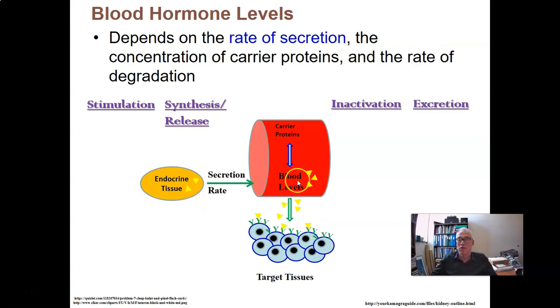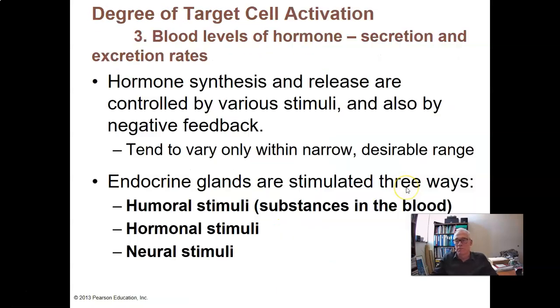So we said that the main way that we control the blood concentration is by controlling the rate of synthesis and release of hormone from the endocrine tissue. And then as we add more hormone to the blood, the concentration rises. Eventually, the hormones are going to be removed from the bloodstream in the kidneys. The liver is going to be involved in that too.